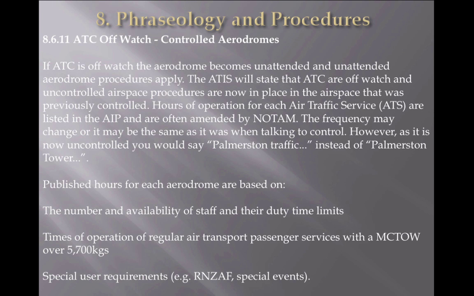If ATC is off watch, the aerodrome becomes unattended, and unattended aerodrome procedures apply. The ATIS will state that ATC are off watch and uncontrolled airspace procedures are now in place in the airspace that was previously controlled. Hours of operation for each ATS are listed in the IAPs and often amended by the NOTAMs. The frequency may change, or it may be the same as it was when talking to control. However, as it is now uncontrolled, you would say Palmerston traffic, for example, instead of Palmerston Tower.